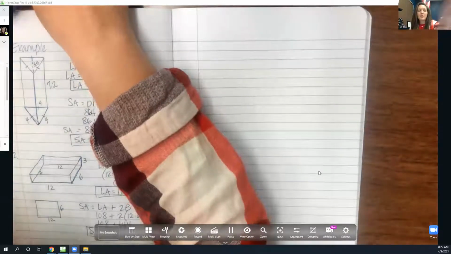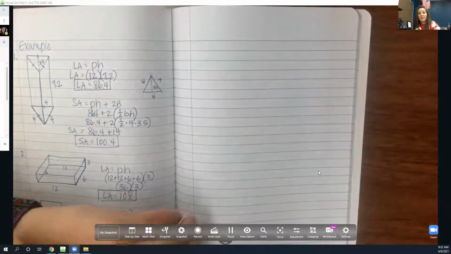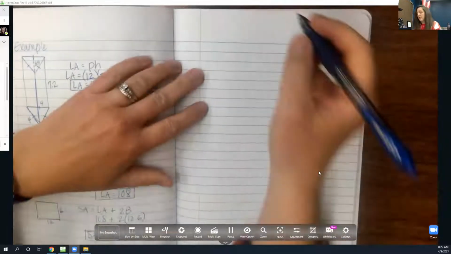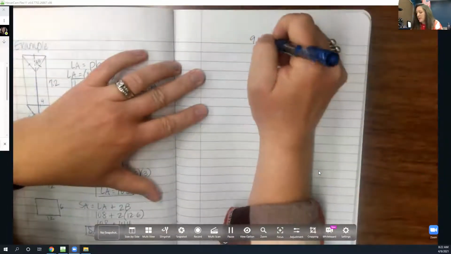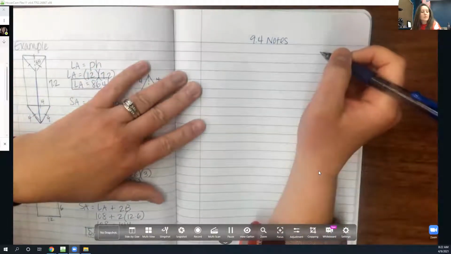We're going to continue our talk about exponents today, and specifically solving equations. So we're going to move into 9.4 notes, and this is solving exponential and logarithmic equations. These are super fun.